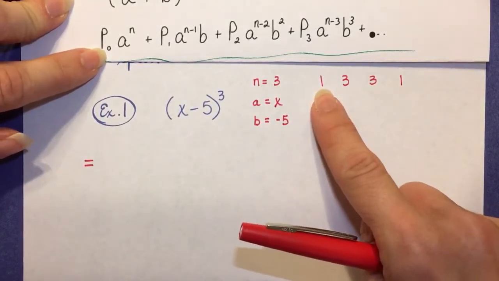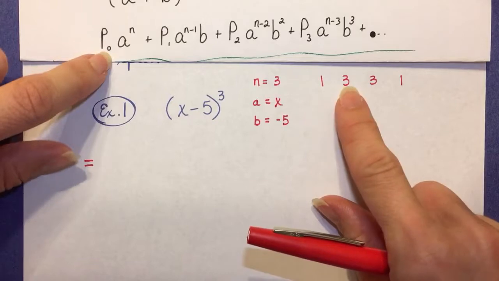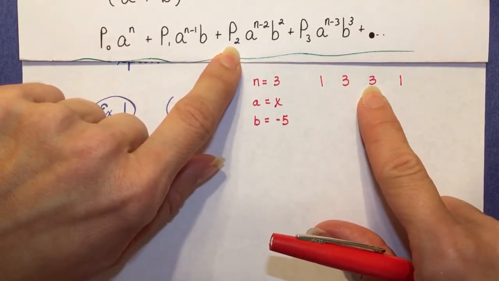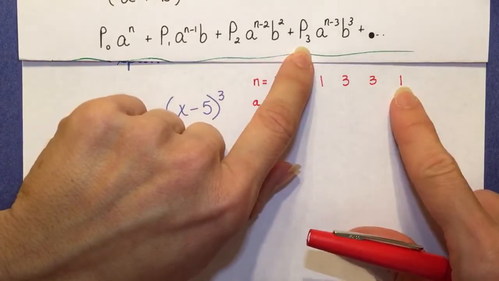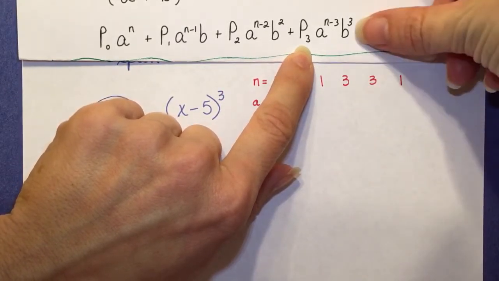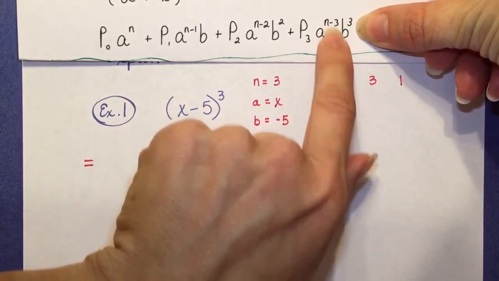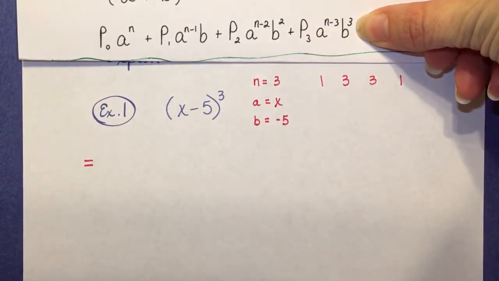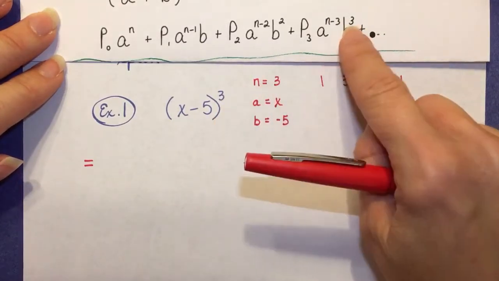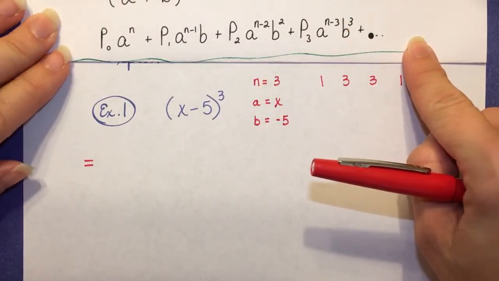So this one, the first one, would actually be P sub 0. P sub 1 would be the 3. P sub 2 is going to be this 3. And P sub 3 is going to be the 1. So this particular problem will be finished once we get to this term right here, okay? Because when you make a larger power, you're going to have more terms.